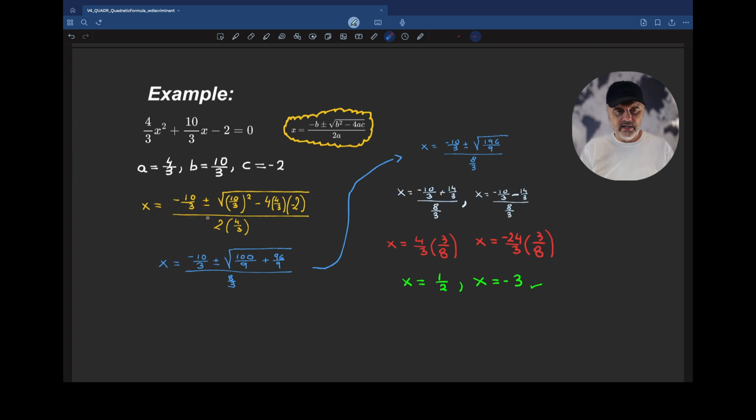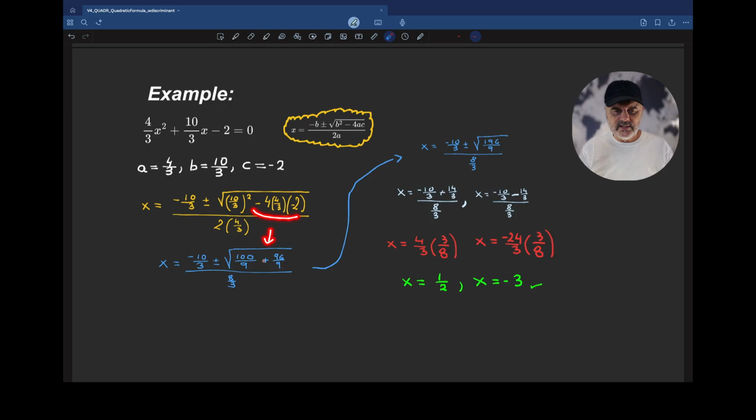Okay, so we have -b, so you have to put -10/3 plus or minus. We understand why, because we have 2 possible cases. And then you have b squared, so fraction 10 over 3 raised to the power of 2 minus 4 times b times a times c. So 4 over 3 times negative 2. So you understand you're going to multiply two negative numbers. So that will be added later on.